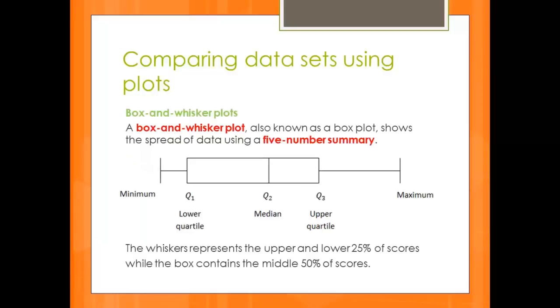Box and whisker plots or box plots may also be used to compare two sets of data. A box and whisker plot is a graphical way of displaying a 5-number summary which consists of the lowest score, the lower quartile, the median, the upper quartile and the highest score. The box in the center represents 50% of the data, while each of the tails represents 25%.